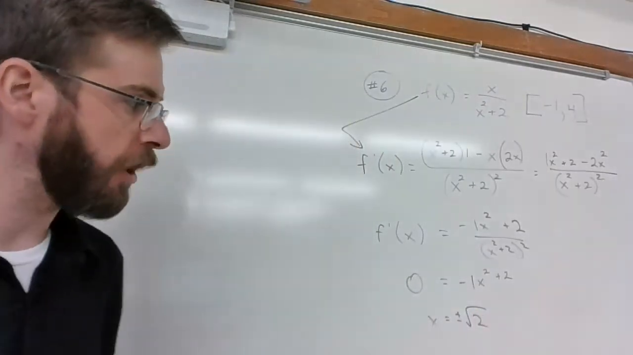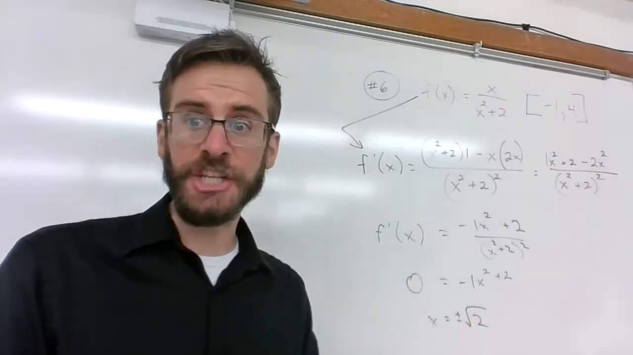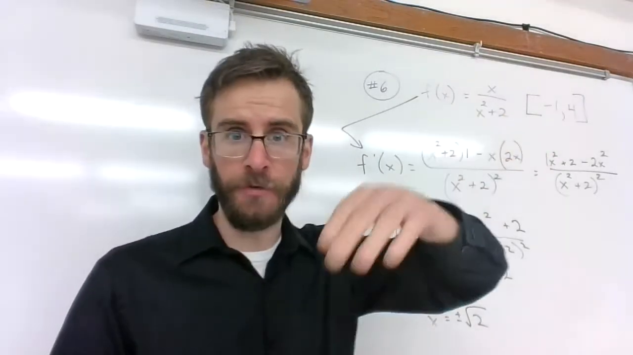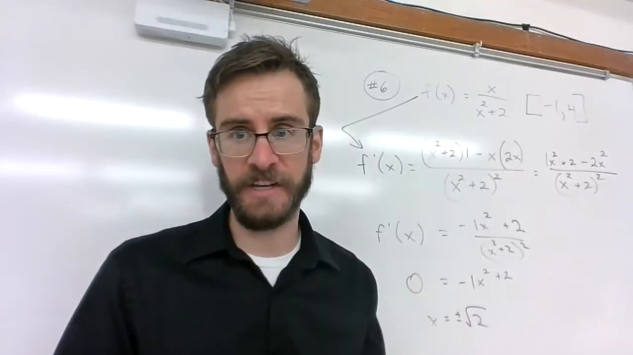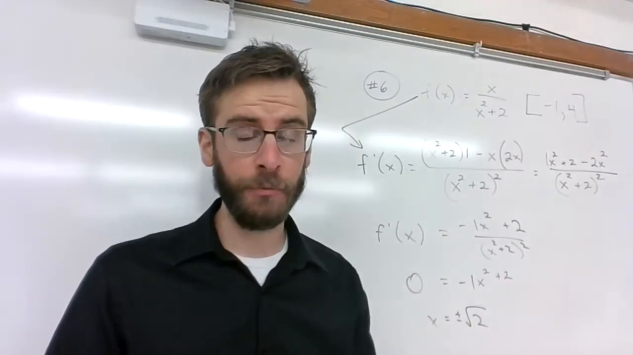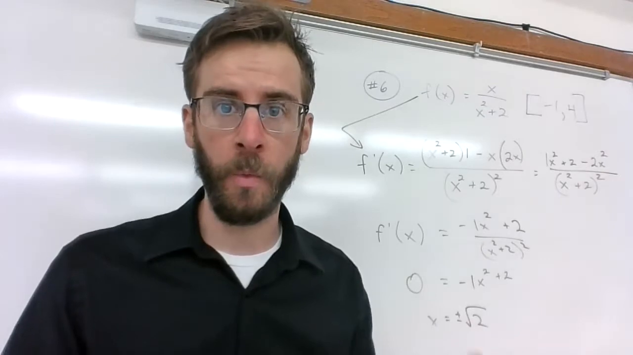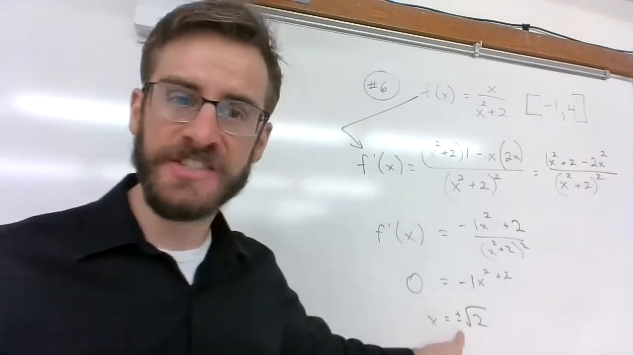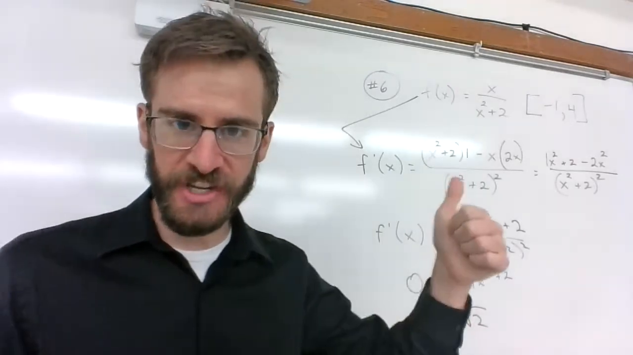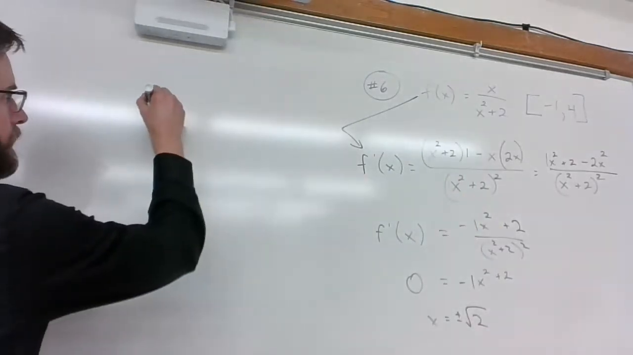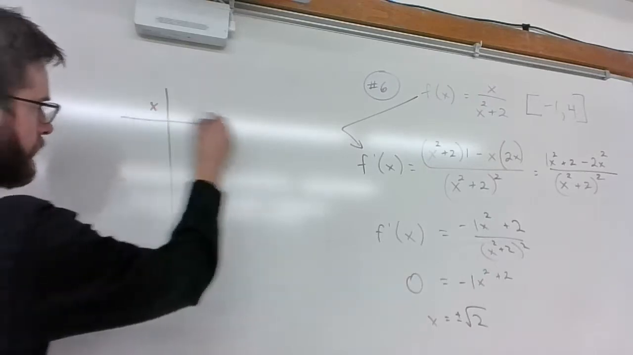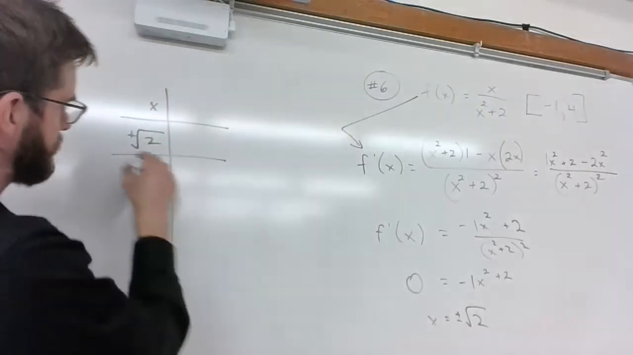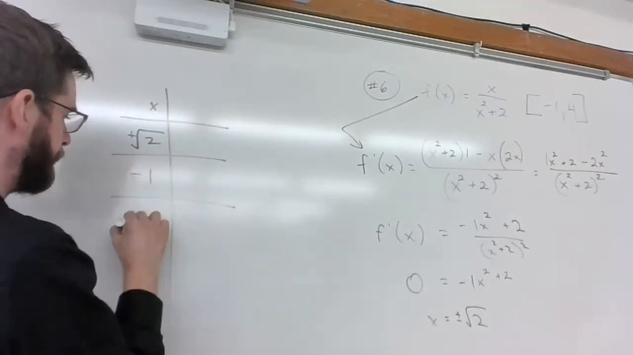So you ask yourself, are those legitimate candidates, each of them, based on the, what are we talking about? The interval given in which the function even exists. Well, negative root 2 is negative 1.414-ish. That's out of bounds. So you don't have to consider the negative root 2. We just got to consider positive root 2 and the endpoints. Negative 1 and 4.